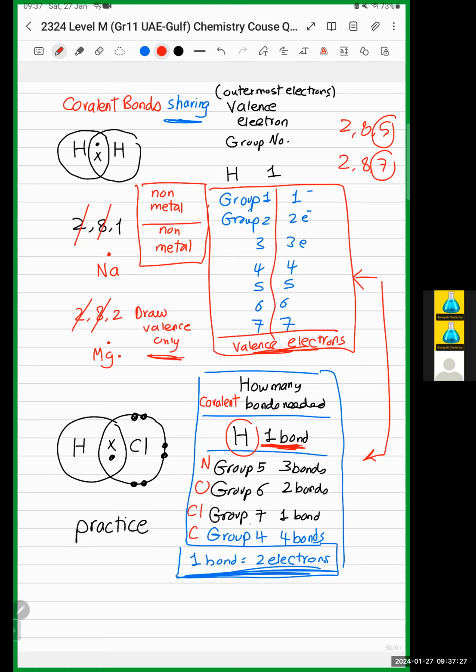Every covalent bond is made from 2 electrons. So if you make 1 single bond only, you have 2 electrons, 1 from each atom. You have 1 bond between 2 hydrogens, 1 electron from here and 1 electron from here.